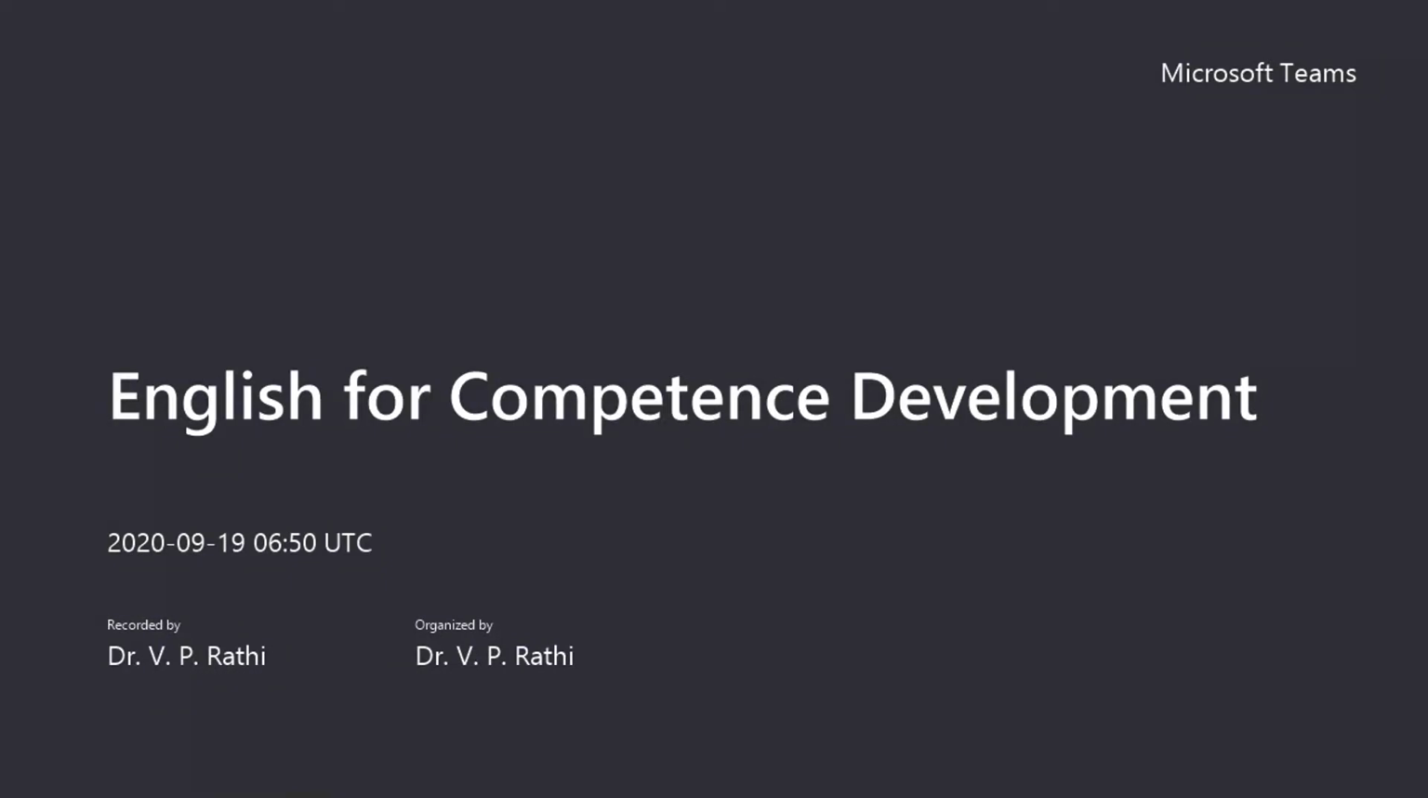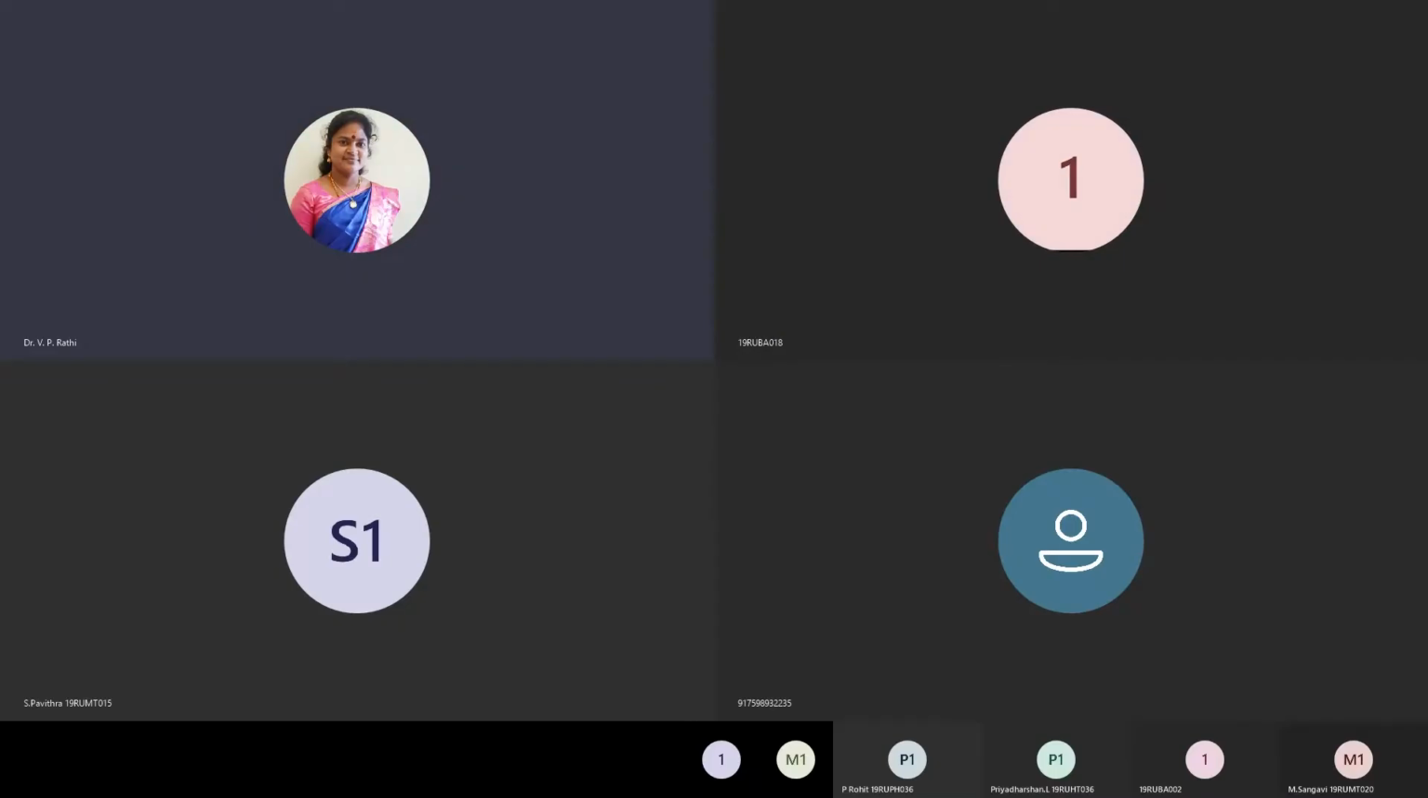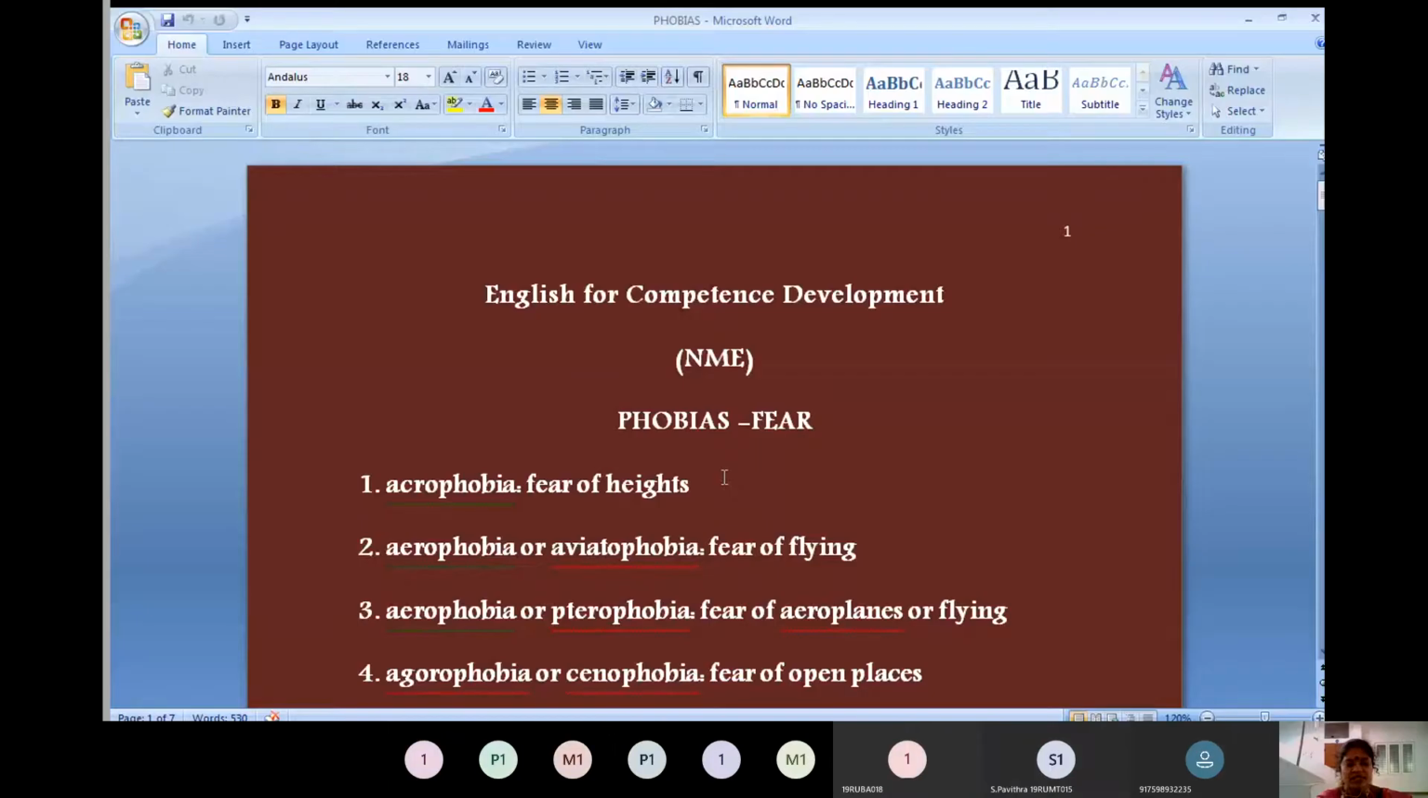Today let us see phobias. Phobias means fear. Look at all the words. Most of the people in this society will be afraid of something. Not all the times, but when we have some fear in our mind, we used to be afraid of certain things, and this will continue for a long period of time in our life.